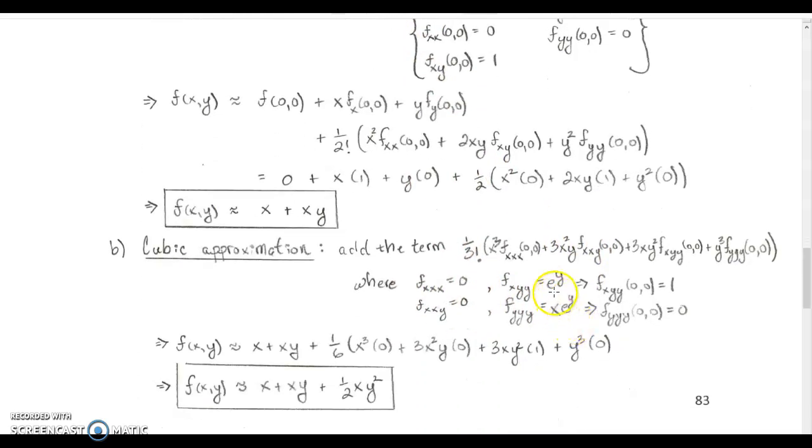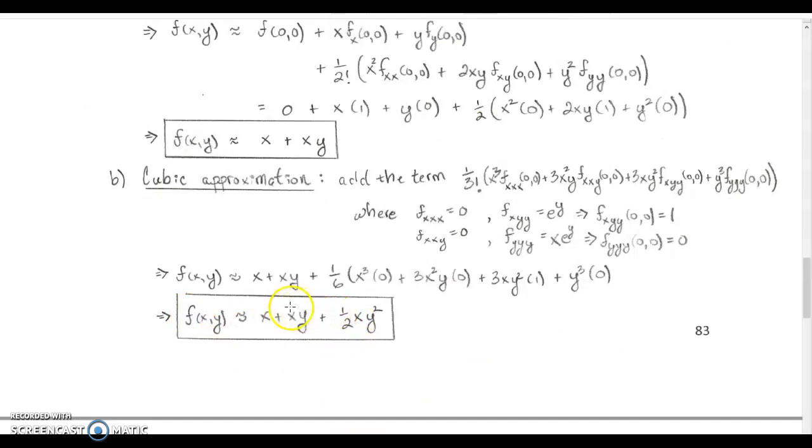Okay. So then you plug these terms in, and what I have surviving over here is the 3xy squared times 1. So the cubic approximation adds the term 3 over 6, which is 1/2, times xy squared. So this is a cubic approximation to x times e to the y.